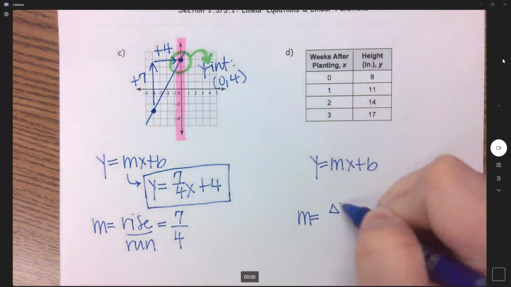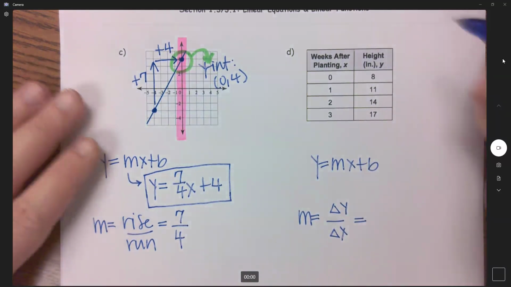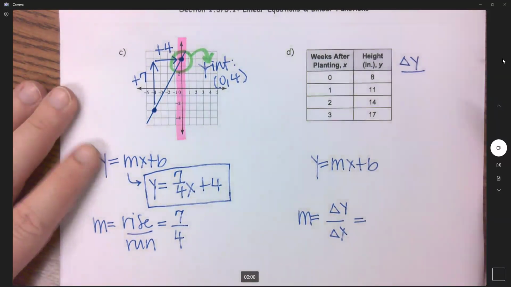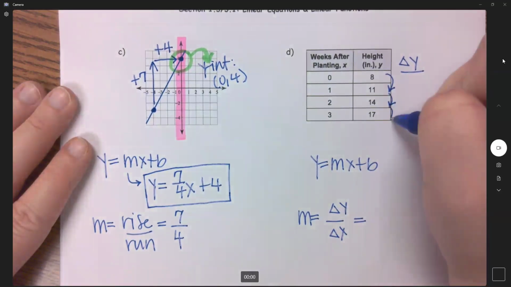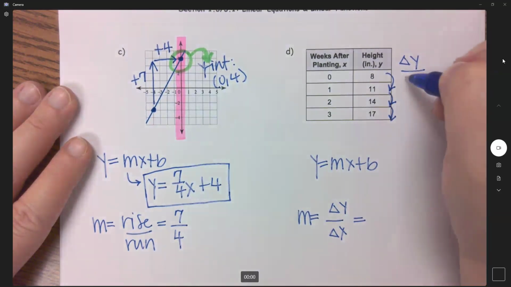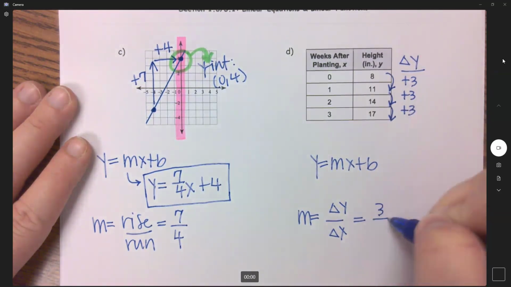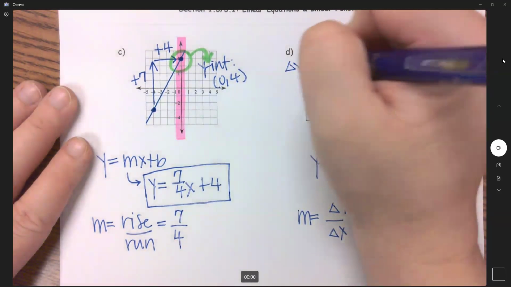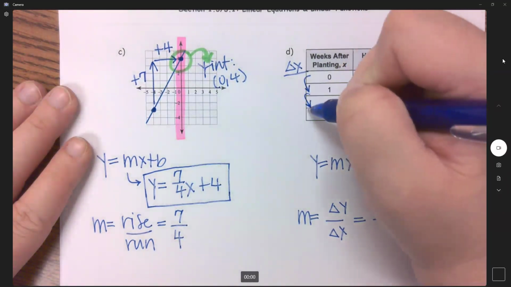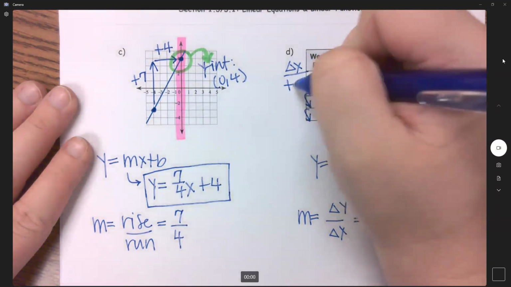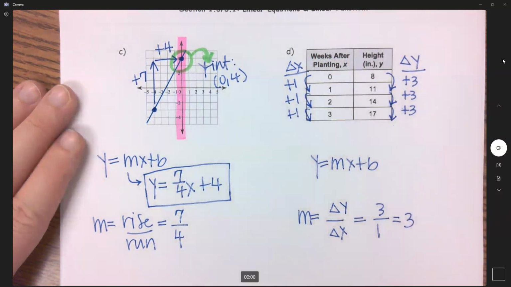From this table here, I'm going to find my slope by using delta y over delta x. What is my change in y here? How am I going from 8 to 11, to 11 to 14, to 14 to 17? We're increasing by 3. And then what is my delta x? How am I going from 0 to 1, 1 to 2, and 2 to 3? We are adding 1. So we have a slope of 3.